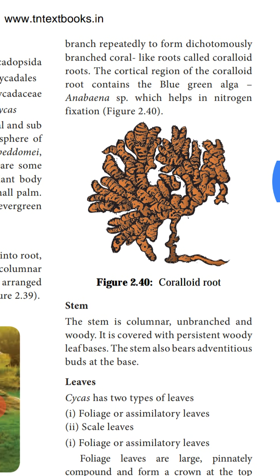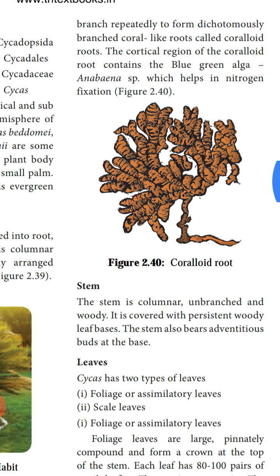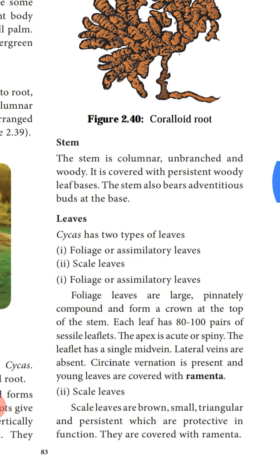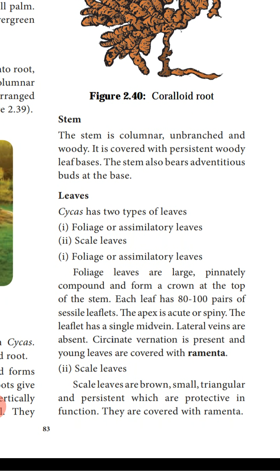The cortical region of the coralloid roots contains the blue-green algae and carries out nitrogen fixation. Next, about the stem. The stem is columnar, unbranched and woody. So here the stem is woody, columnar, like pillar-like, and unbranched. No branching is seen in the Cycas plant stem.